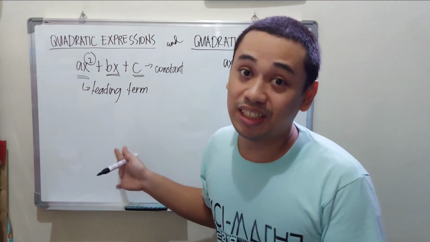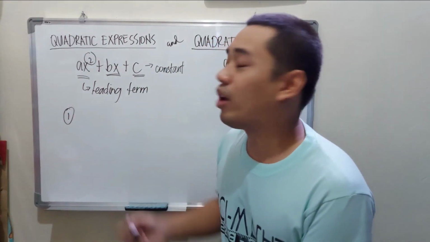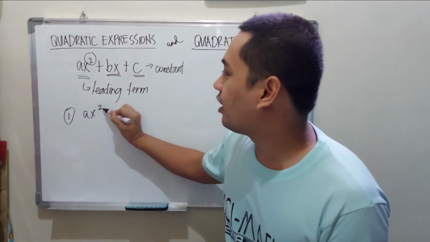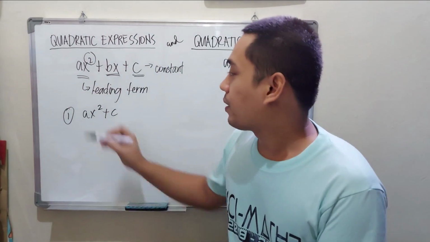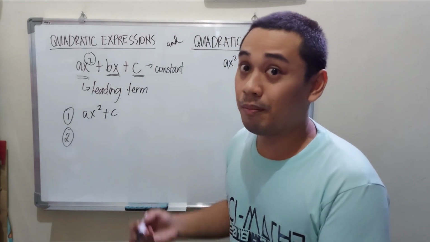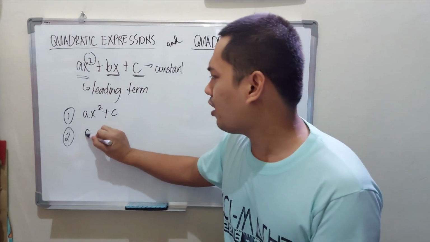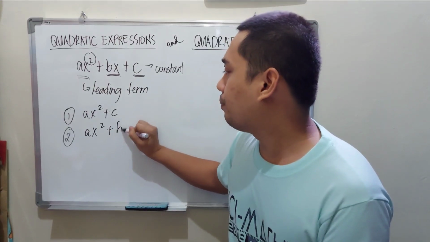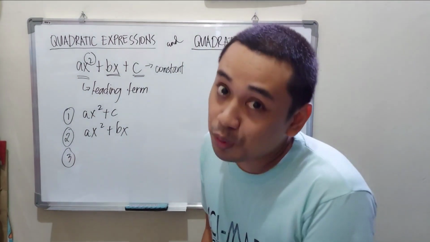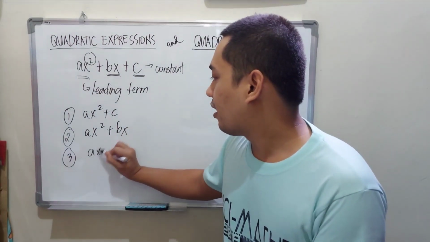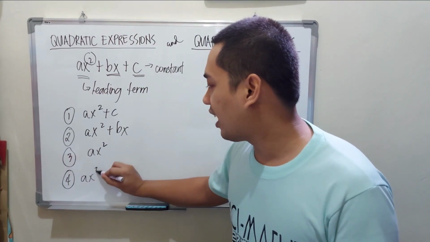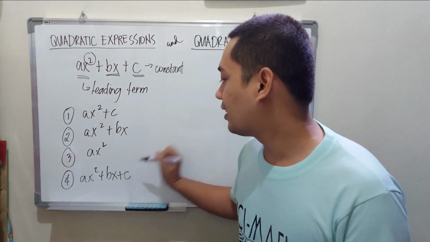Let's take a look on these examples. For case number 1, let's try to have b equal to 0. So, magiging ax squared plus c lang siya. For case number 2, gawin nating 0 yung c and yung b ay may number na or may value na. So, ax squared plus bx. Lastly, pwede rin natin i-represent ang quadratic expression as ax squared only. Then, syempre, of course, we have yung usual form niya na ax squared plus bx plus c.